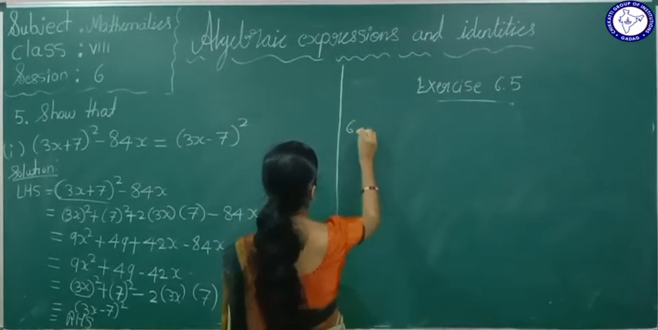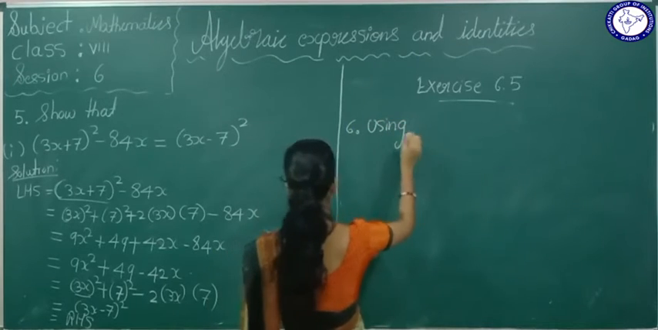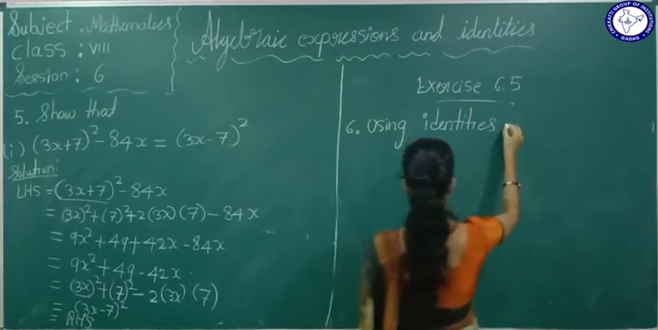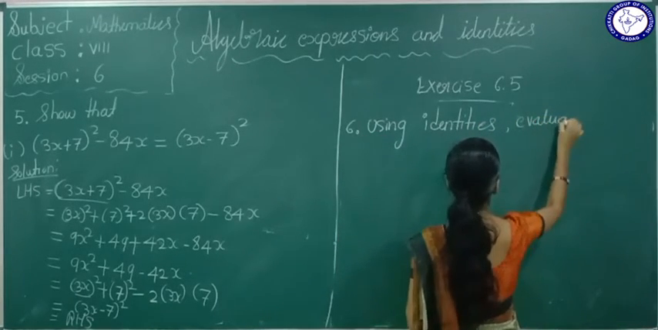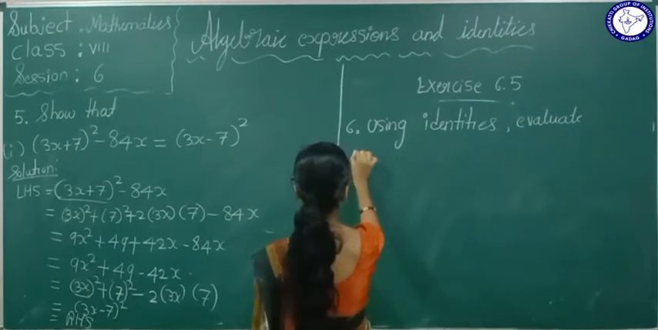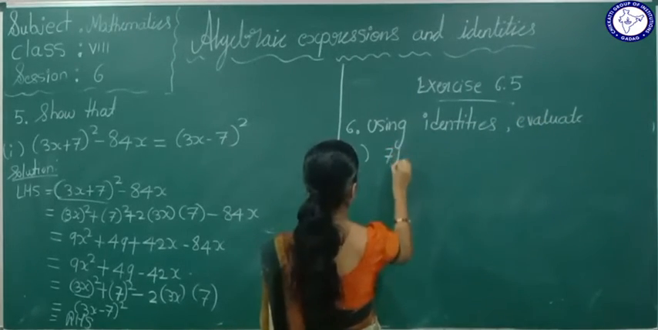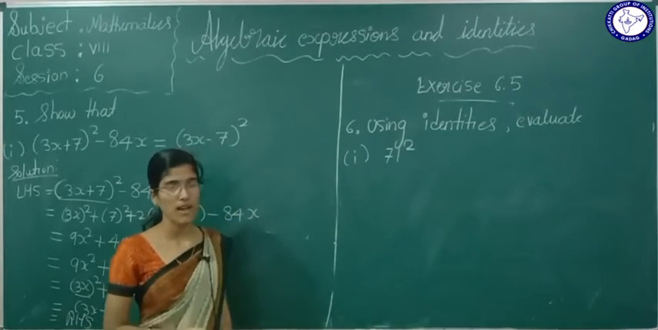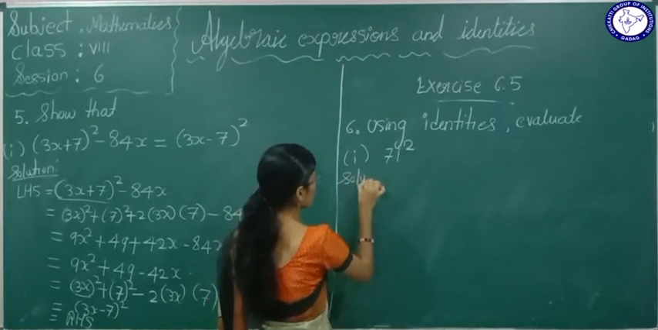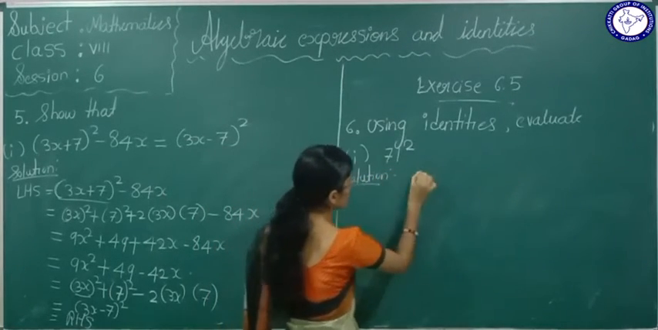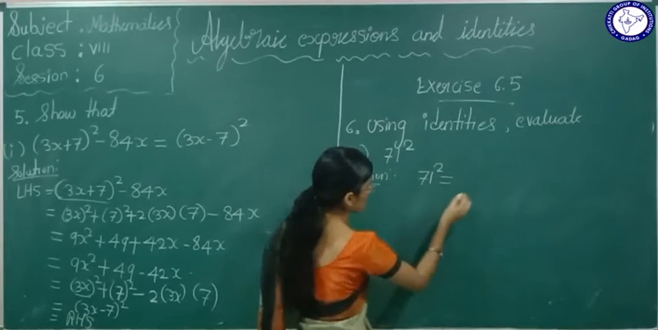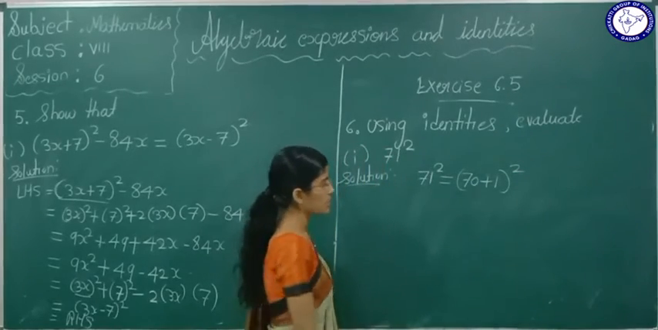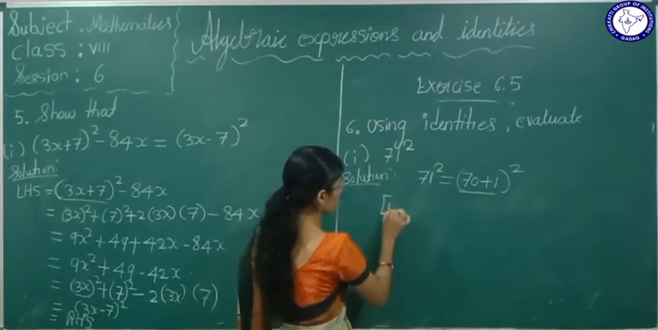Now see sixth one, using identities, evaluate. First one they have given 71 the square. Now see here students, they told using identity find out the value of this. Now see here solution. 71 the square can be written as (70 plus 1) the whole square. Yes or no?